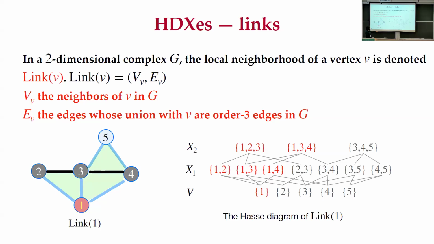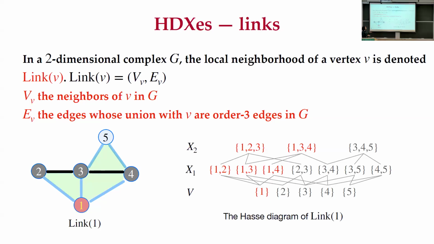Okay, so in this example we're showing, if I take V to be this one vertex, then the link of V, or the local neighborhood, which we also call the link of V, would consist of these 3 vertices, which are neighbors of 1, and also these 2 edges, because there are these 2 triangles that are formed by the union of these 2 edges with the vertex 1.